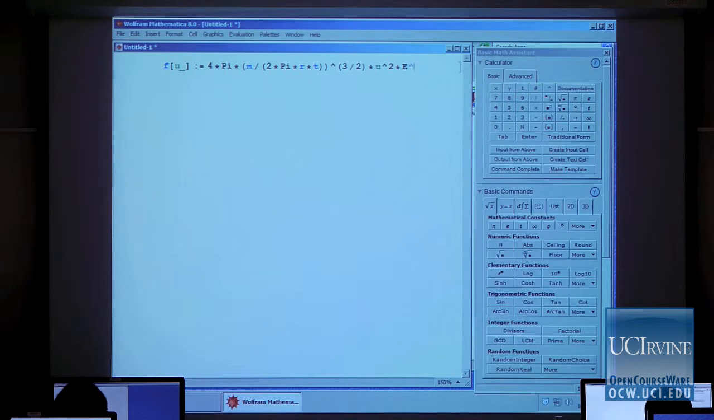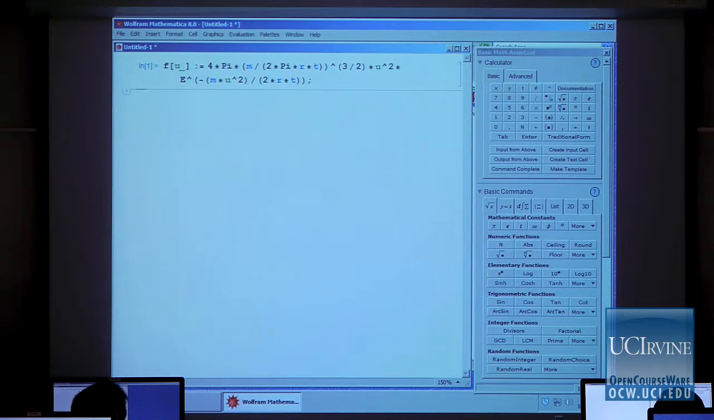caret, parentheses, minus u squared divided by, it should be m u squared, so we need a parentheses, m star u squared, and then parentheses, 2 times R times T. Okay, then close that parentheses and that one. All right, so let's go ahead and we can enter that.